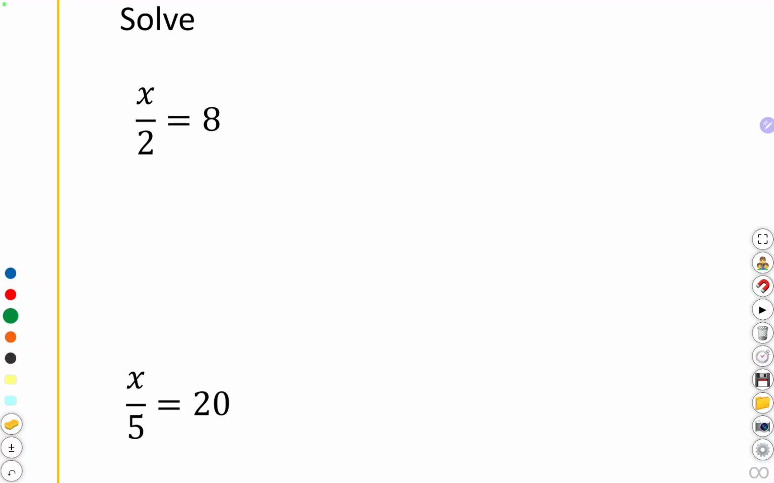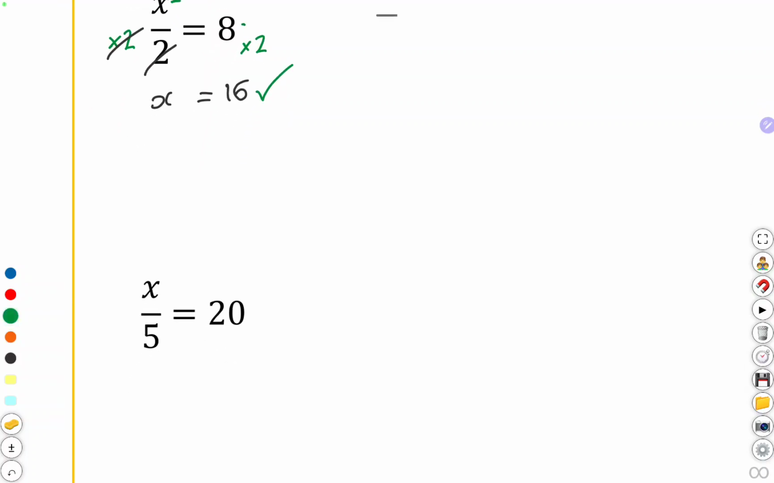Right, let's go through these. So the opposite of divide by 2 is times by 2, so we do that on both sides. The 2's cancel, and I'm left with x equals 16. Let's just check my working out. 16 divided by 2 equals 8, and that's exactly what I wanted.